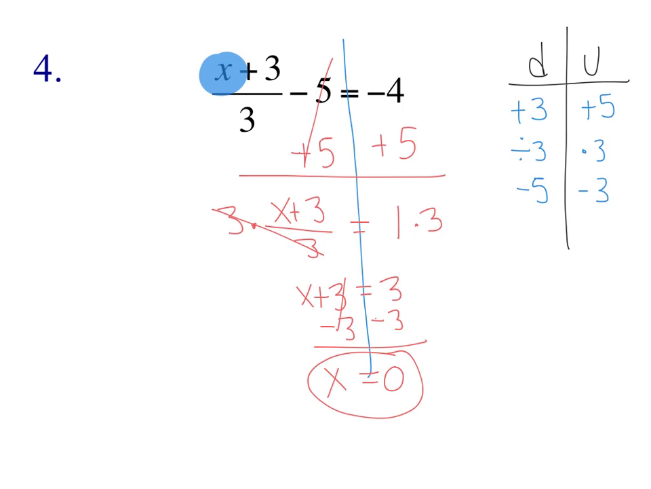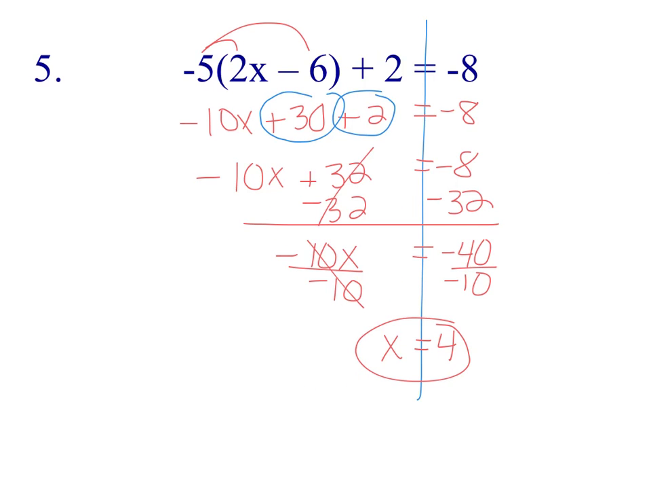So if you focus on your variable, the first thing done was plus 3, and then divided by 3, and then minus 5. So if we're going to do all of that backwards, you should have added 5 first, and then multiplied by 3, and then subtracted 3. So if you're ever getting stuck on any of these, you can definitely use the do and undo chart to help you out. For number 5, the answer should have been x equals 4.